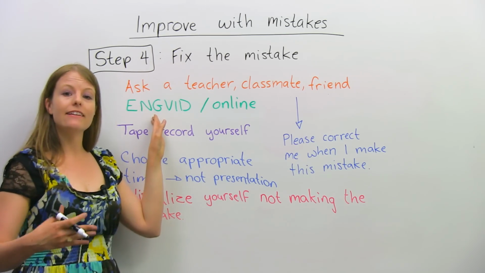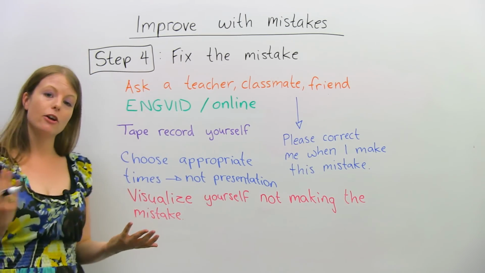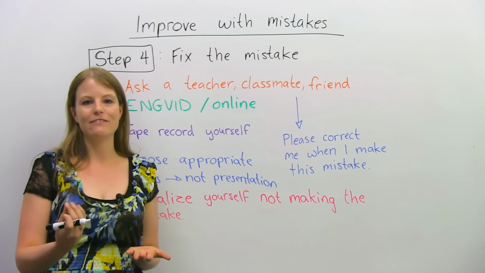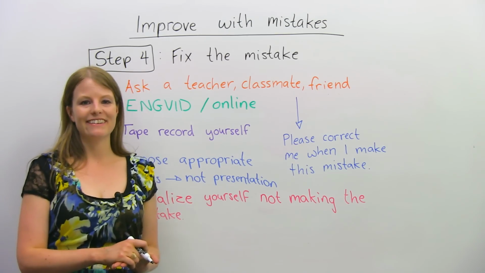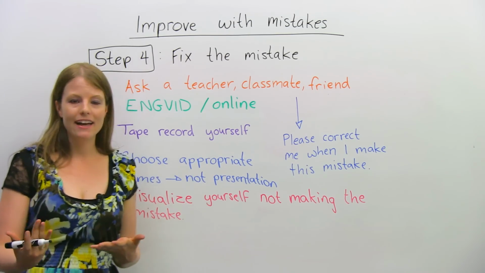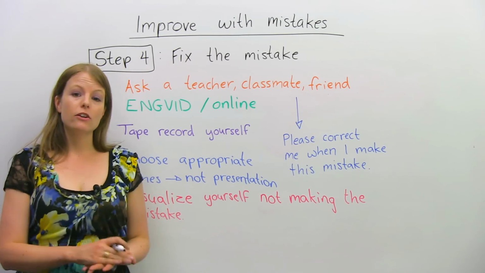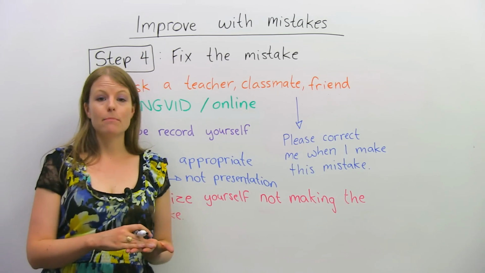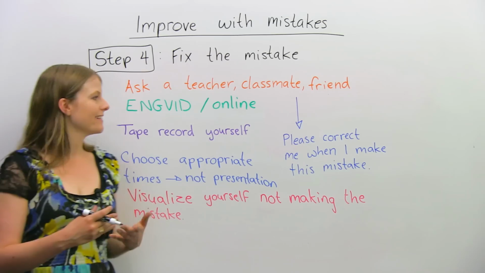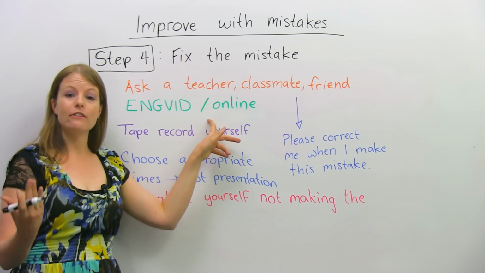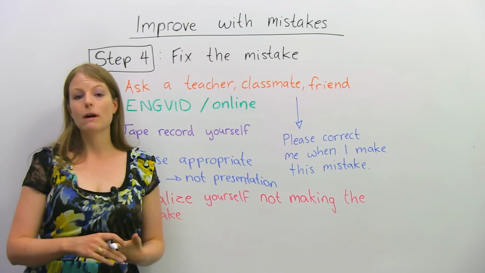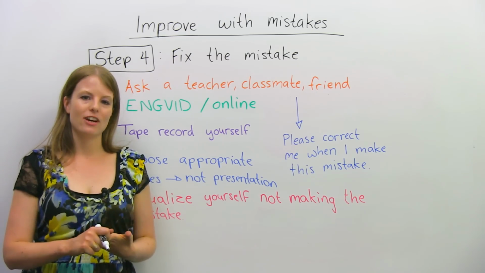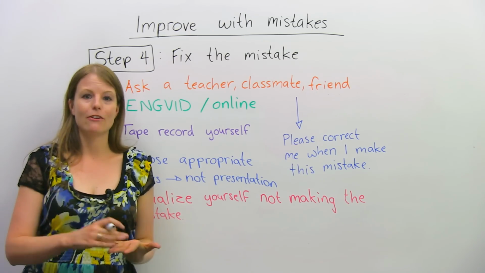Another thing you can do is you can look at our website at www.engvid.com. We have a lot of resources there for mistakes, common mistakes people make, how to fix them. So check out our website for a lot of examples and for more practice. There are also a lot of other online resources. There's a lot of blogs, a lot of different websites you can go to where you can actually check and double check how to fix the mistake.